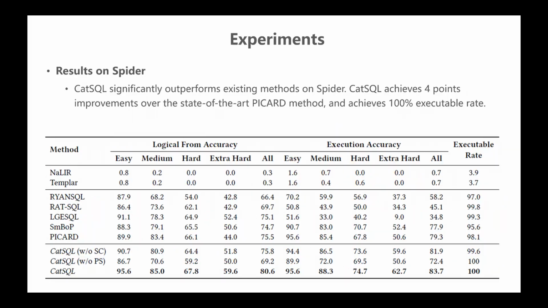This slide shows the main results on the Spider benchmark. The performance is evaluated using the logical form accuracy and execution accuracy. It can be observed that CatSQL significantly outperforms existing methods. Especially compared to the previous state-of-the-art approach, Picard, CatSQL achieves a significant improvement of 4 points. We also list the executable rate of different methods, and CatSQL achieves a 100% score.